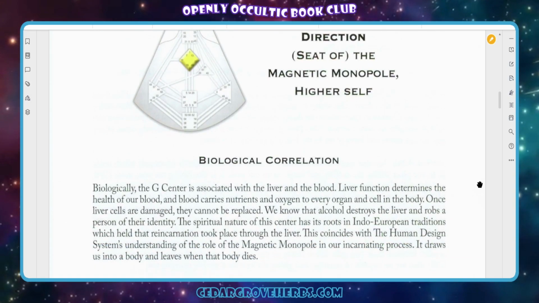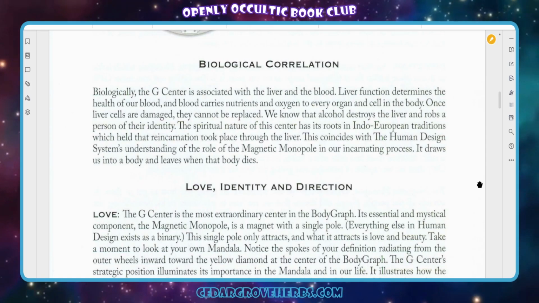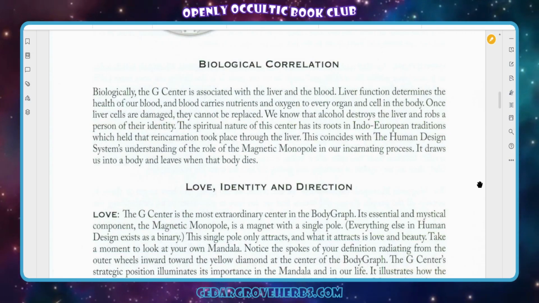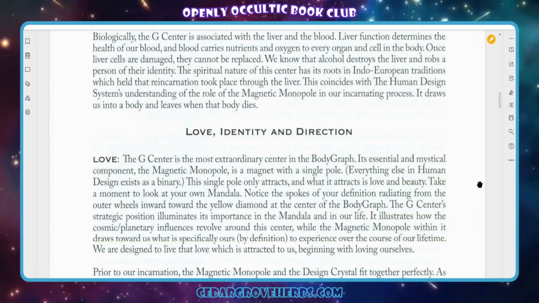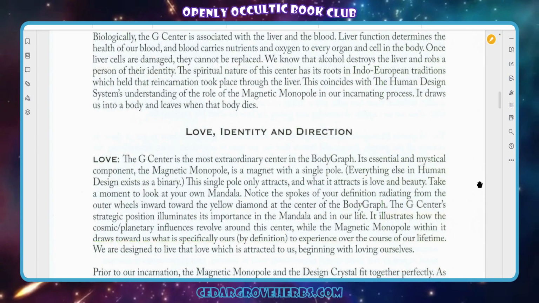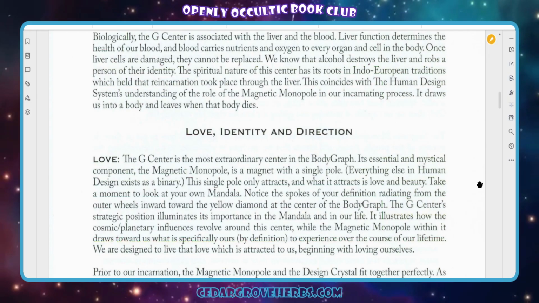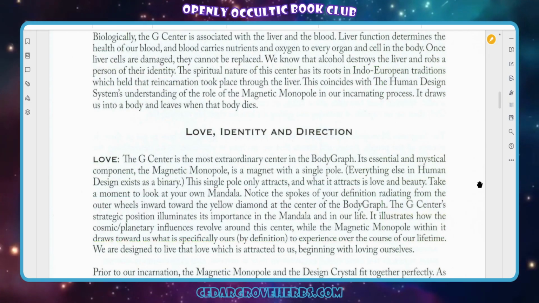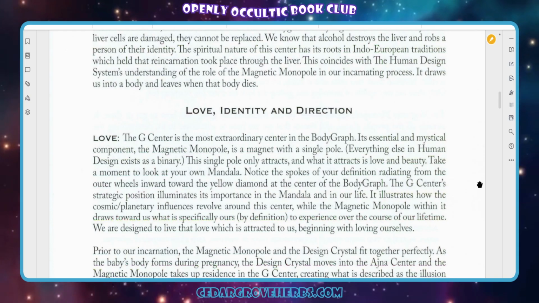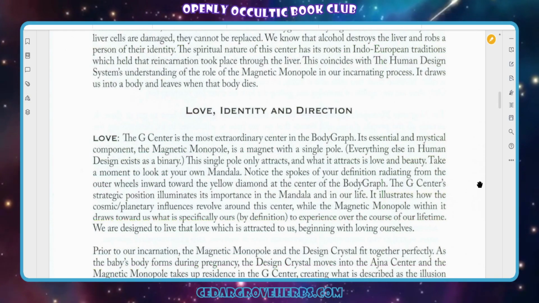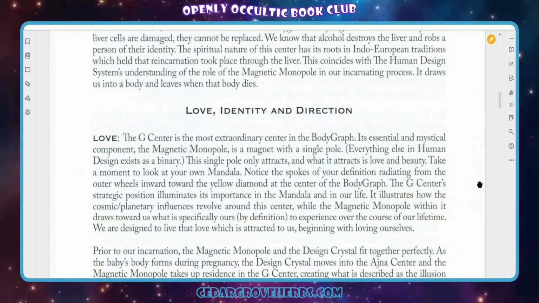And so we're being told here that in the G center, we all have a personal magnetic monopole. And not just all humans, all things, the animals, the mammals, we saw their charts. Everything has a magnetic monopole in it. It draws us into a form, whether plant, animal, or human, and leaves when that form dies. Love, identity, and direction. Love. The G center is the most extraordinary center in the bodygraph. Its essential and mystical component, the magnetic monopole, is a magnet with a single pole. Everything else in human design exists as a binary. This single pole only attracts, and what it attracts is love and beauty.